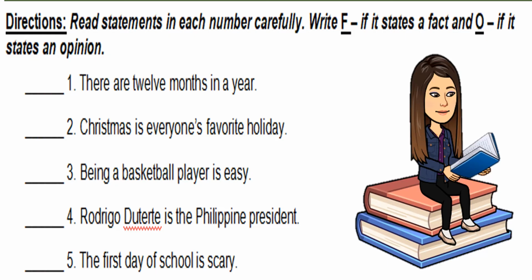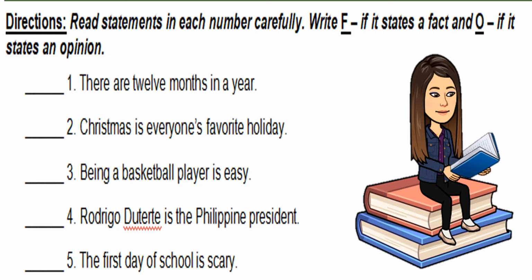There are 12 months in a year. Is it a fact or an opinion? You are going to just say or tell whether just F or O. F for fact and O for opinion. So again, for number 1, what's your answer? Yes, it's a fact. So that is letter F.